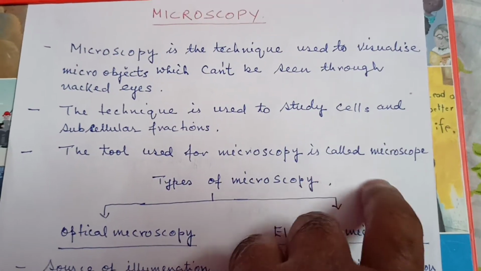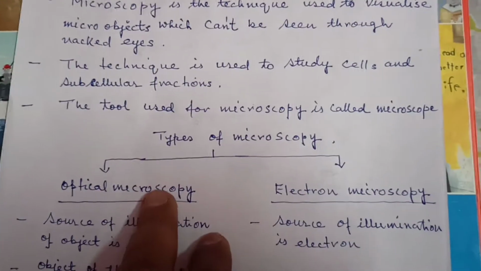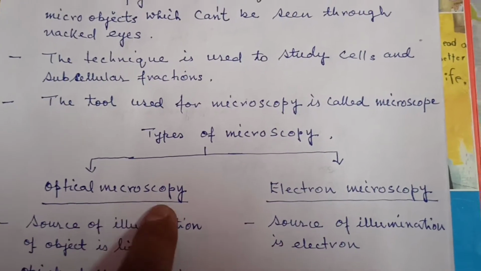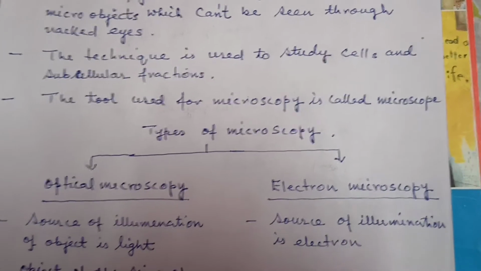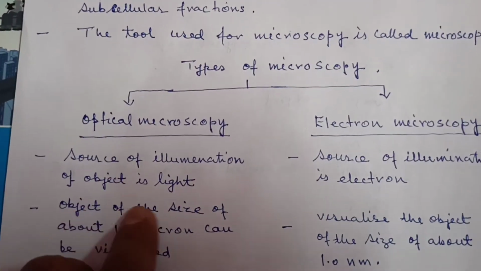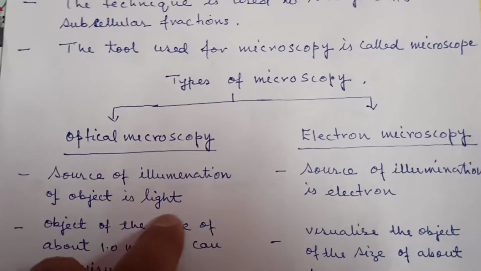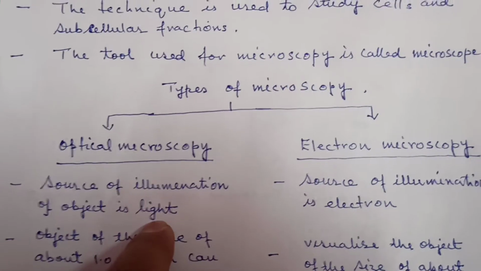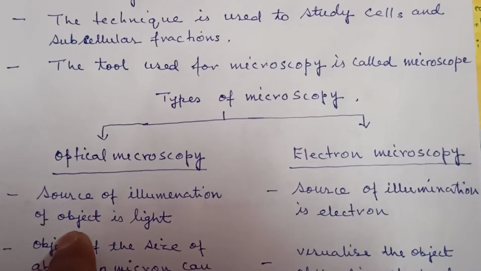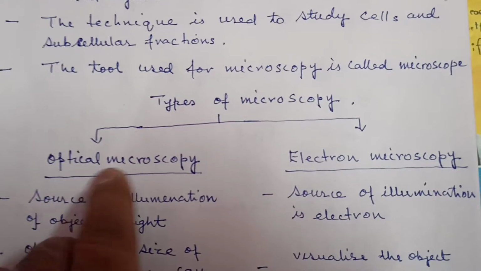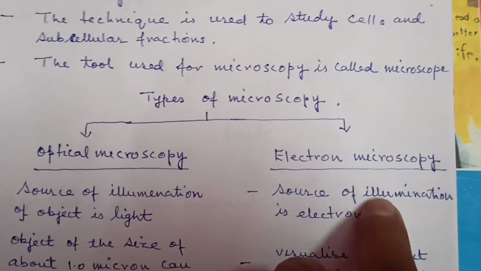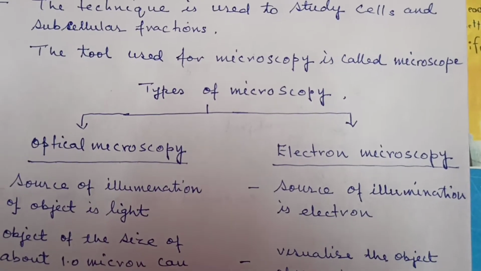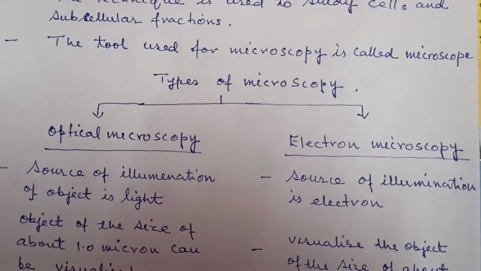So there are two types of microscopy, optical microscopy and electron microscopy, or there are two types of microscope, optical microscope or electron microscope. This is the basic classification. What is an optical microscope? When the source of illumination of the object is light, that means light is used to illuminate the object, then the microscope is known as an optical microscope. And when electron is used for illumination, then it is known as electron microscopy.